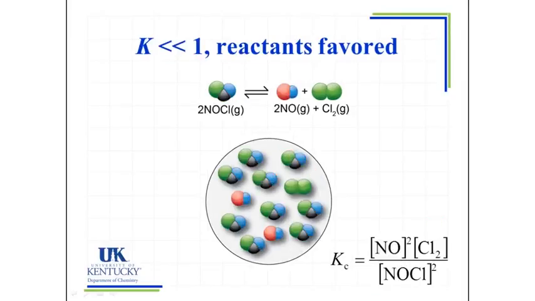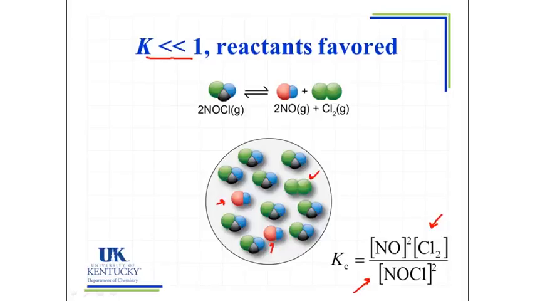The reverse is also true. When I look at a K value much less than 1, I can see that reactants are favored. Here, again, I have my products on the top, my reactants on the bottom, and if this number is much less than 1, that tells me the numerator is a much smaller number than the denominator, and therefore my reactants are going to be the predominant species. What we see is that we have a little bit of product forming here, but predominantly what's present in this mixture is the reactant.